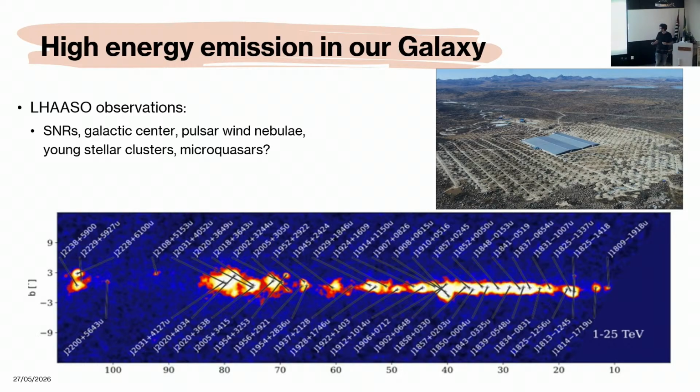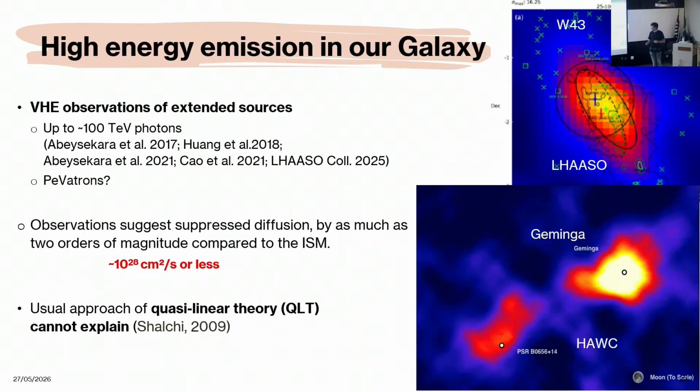So here we see several photons coming from very extended sources. Above here is a young massive stellar cluster, a very massive region called W43, observed by LHAASO. Down here are two pulsar wind nebulae observed by HAWC. And as you can see, I don't know if you can see down in the bottom here, there's a small ball over here.